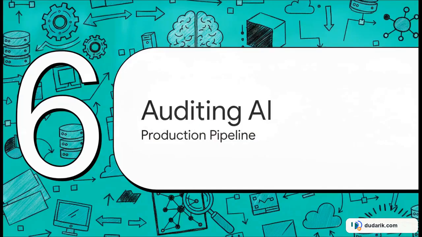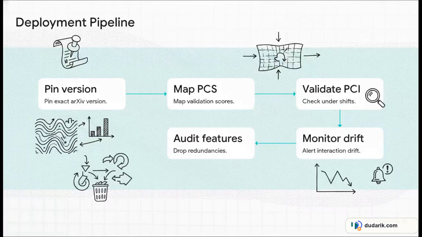All right, crisis averted. Let's pivot back to how you can actually audit your AI in production today. Here's a highly actionable step-by-step deployment pipeline based on the framework. First, pin the exact RVI paper, that's 2607-14096, to pull the algorithmic pseudocode.